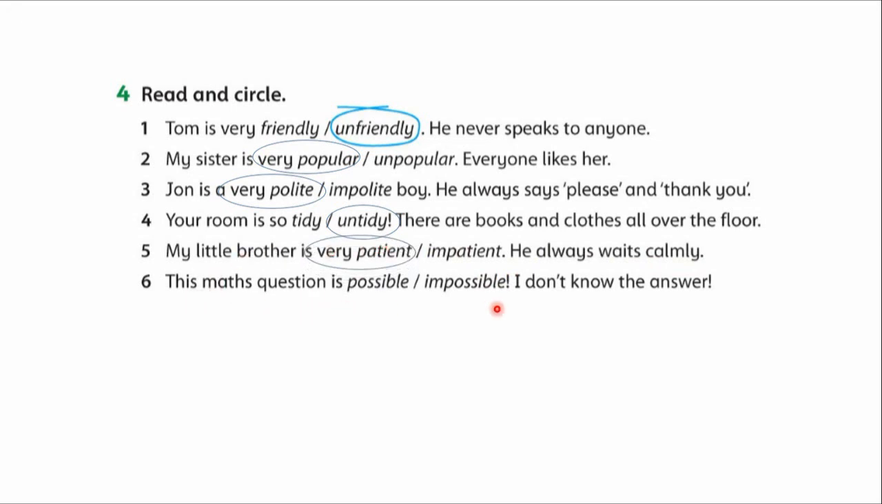This math question is possible, impossible. I don't know the answer. The correct answer is impossible.